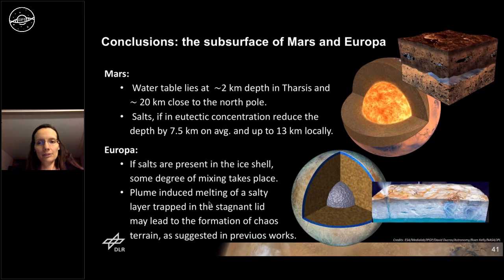And we see that salts, if they are present in large concentration, can reduce the depth of the groundwater by about 7.5 kilometers on average and up to 13 kilometers locally.